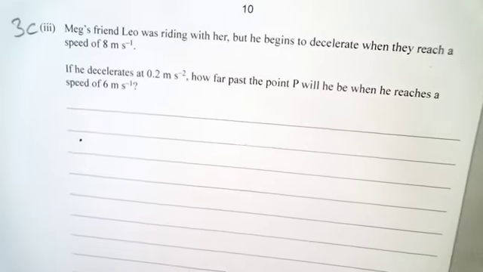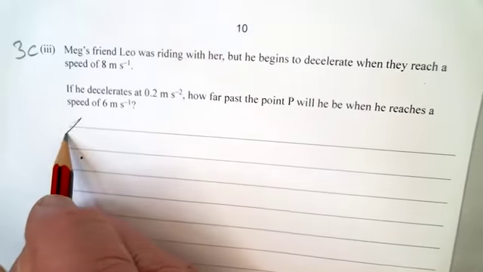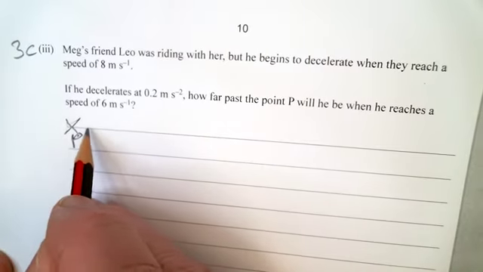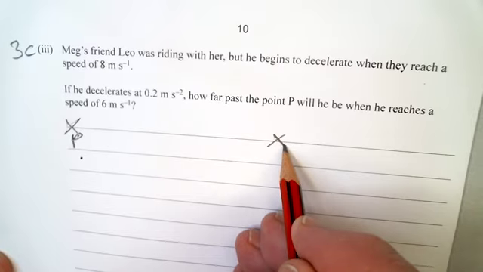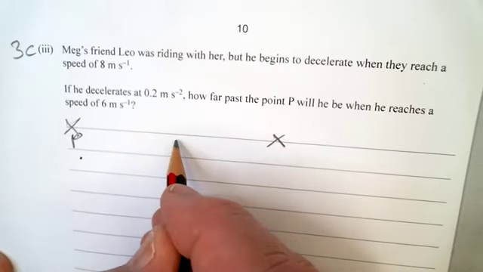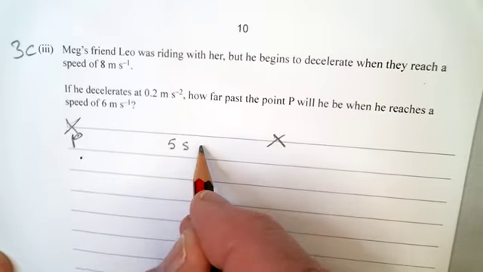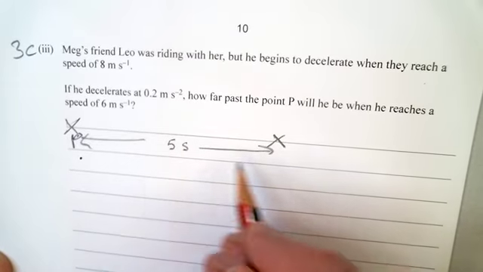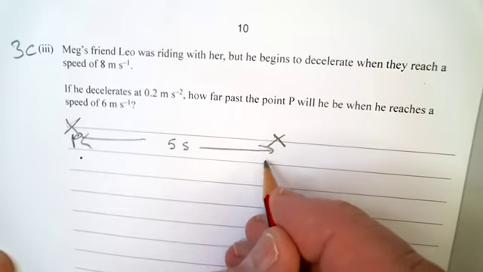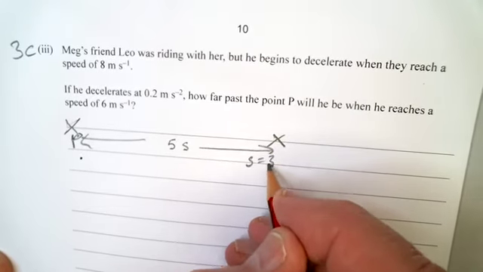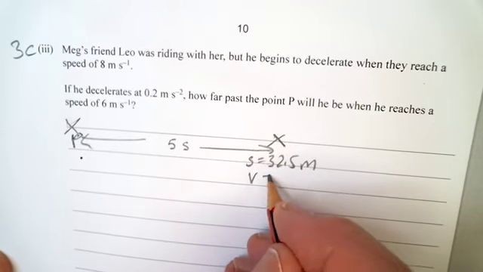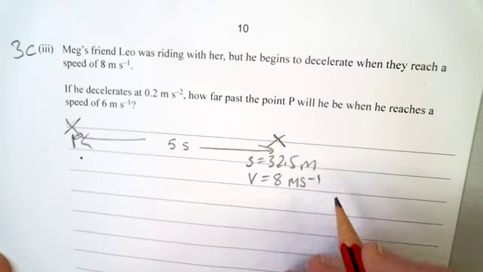So let's summarize what we've got so far. We're starting off, we've got point P. Here's point P, and we've reached a point over here somewhere. This is after 5 seconds we've been traveling. At this point t is 5, but the distance here is 32.5 meters, and the velocity at this point is 8 meters per second.